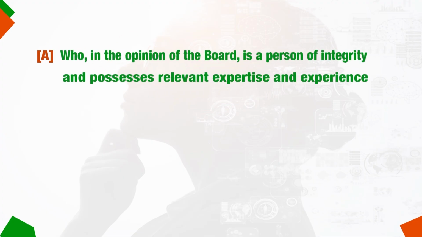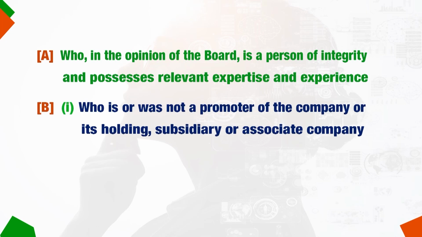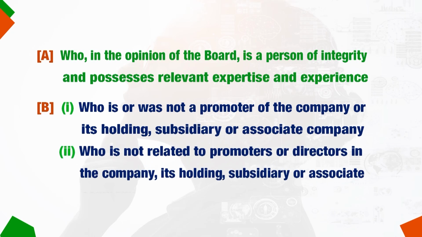Now, Section 149 Subsection 6 of the Companies Act 2013 defines an independent director as a director, in relation to a company, other than a managing director or a whole-time director or a nominee director, A, who in the opinion of the board is a person of integrity and possesses relevant experience and expertise. B, number first, who is or was not a promoter of the company or its holding, subsidiary or associate company. Number second, who is not related to promoters or directors in the company, its holding, subsidiary or associate company.